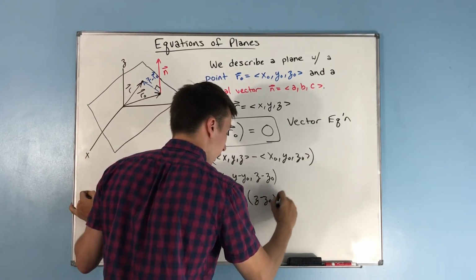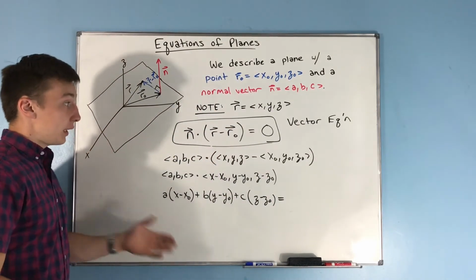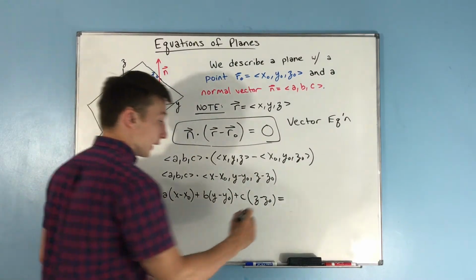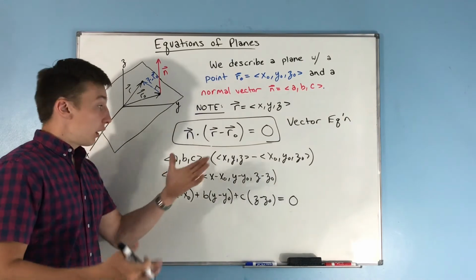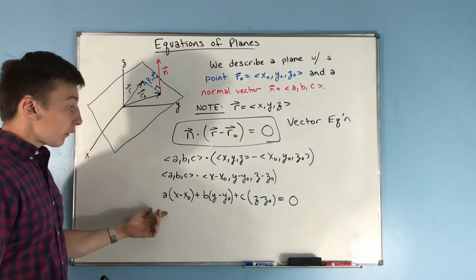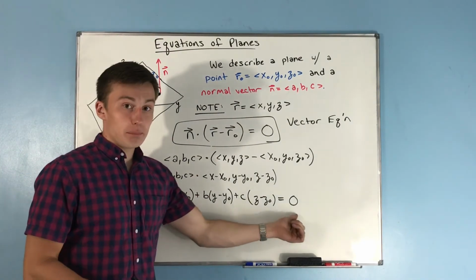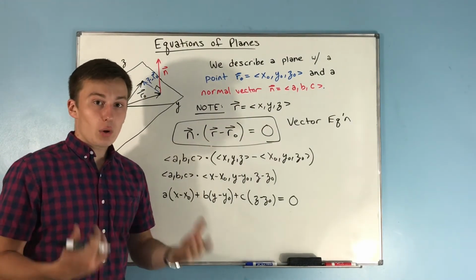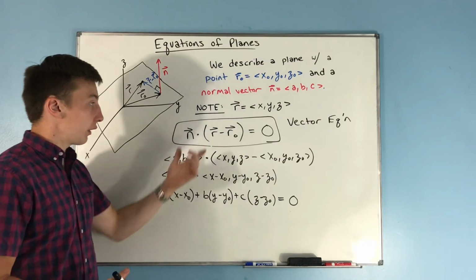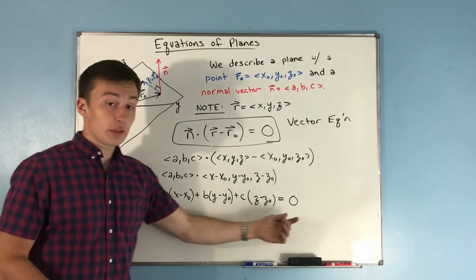And that, of course, is going to be equal to 0. Okay? That's still going to be equal to 0. This is our dot product of these two things, all drawn out. And that's going to equal 0 still, because this n and the r minus r naught, they're orthogonal. These vectors are orthogonal, so the dot product is still equal to 0.